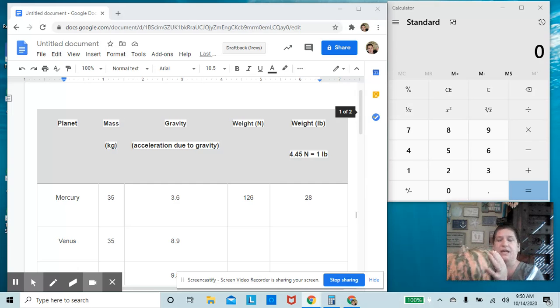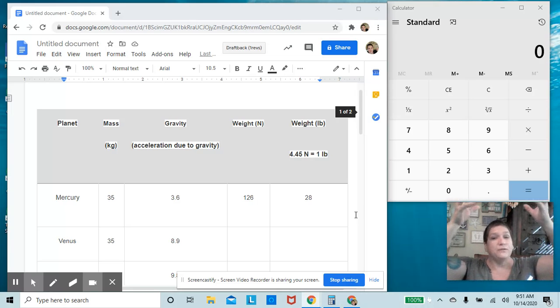Because remember, in metric system, or any system, to determine force, you're going to take your mass and multiply that times acceleration. So let's say this is 20 kilograms, and let's say I dropped it. If I dropped it, it's going to fall to the earth at the rate of 9.8 meters per second, because that's the acceleration of gravity here on Earth.